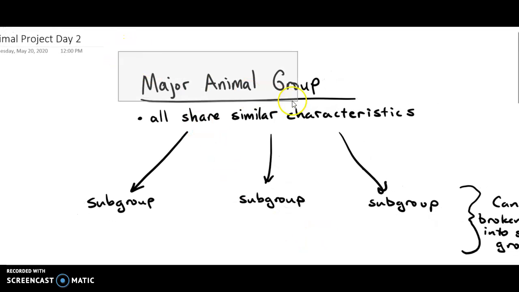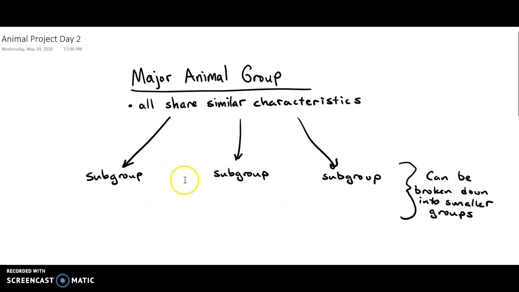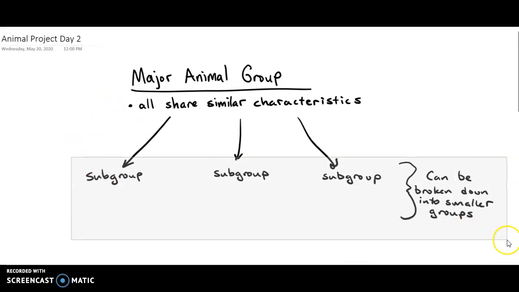Basically, you chose a major animal group yesterday. Now they're all going to share similar characteristics, right? They all have things in common. That's why they're grouped together. And today you're going to see that they can be broken into smaller groups, which I'll just call subgroups. You could have 3, you might have 4.